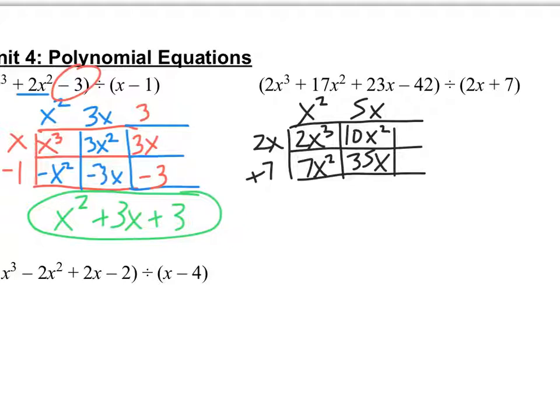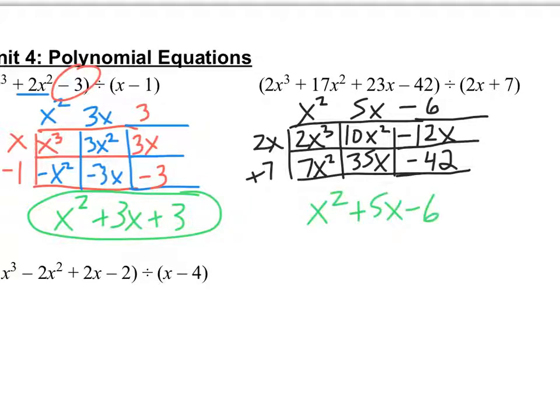But I don't want 35x, I want 23x. So how do I get down there? I need to go down by 12x. Then what times 2x is negative 12x? Negative 6. And 7 times negative 6 is negative 42. So once again, we have a winner. This one's a factor. And my answer, though, is the top. x squared plus 5x minus 6.